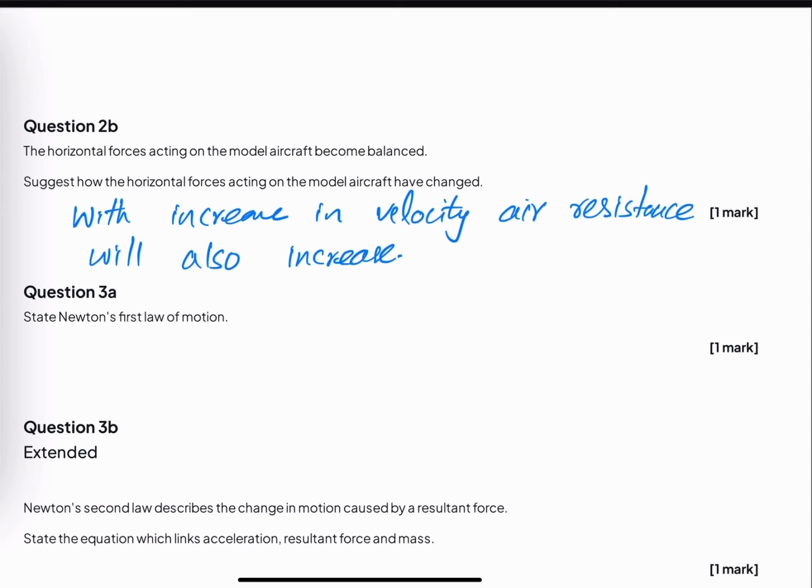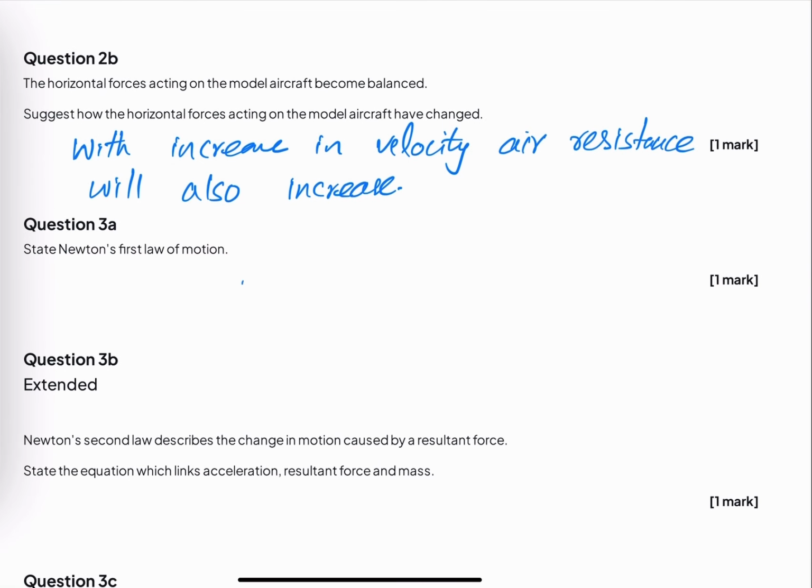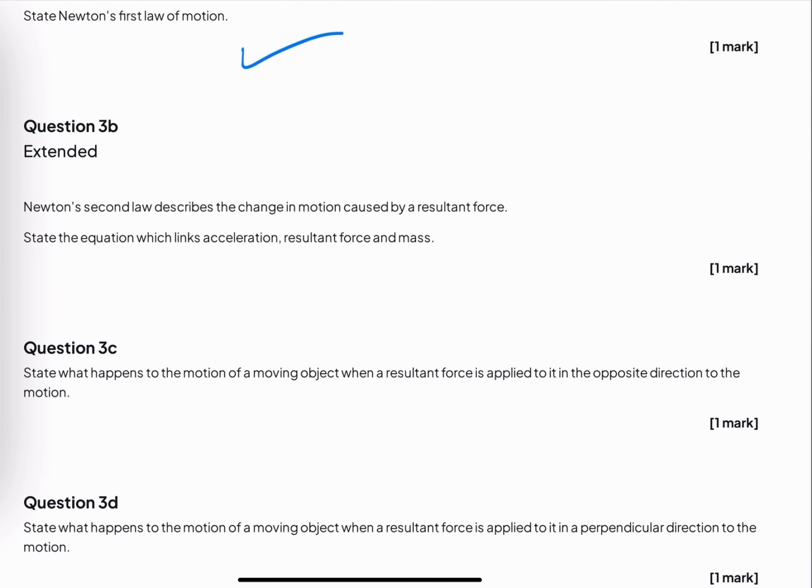Okay, we have to state Newton's first law. So the first law is the law of inertia. You have to write down the definition. In question 3b, Newton's second law describes the change in motion caused by a resultant force.